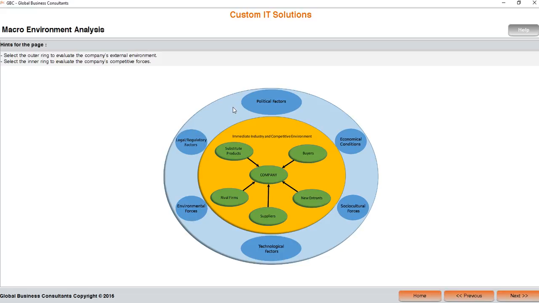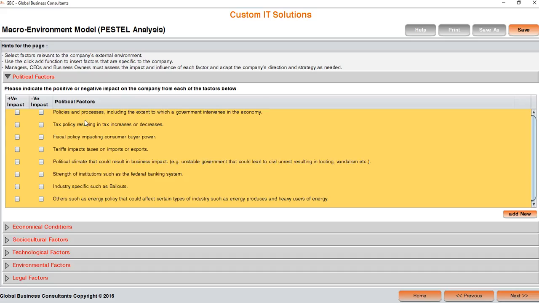Essentially, this framework consists of PESTEL analysis and five forces of competition. So this is about PESTEL factors that can impact your company, and this is about the competitors that can impact your company. To get started, we're going to click on political factors and commence our PESTEL analysis. These are a set of pre-input factors that pretty much impact every single company around the world. So I'm going to go through these factors to see what impacts our company, custom IT solutions.